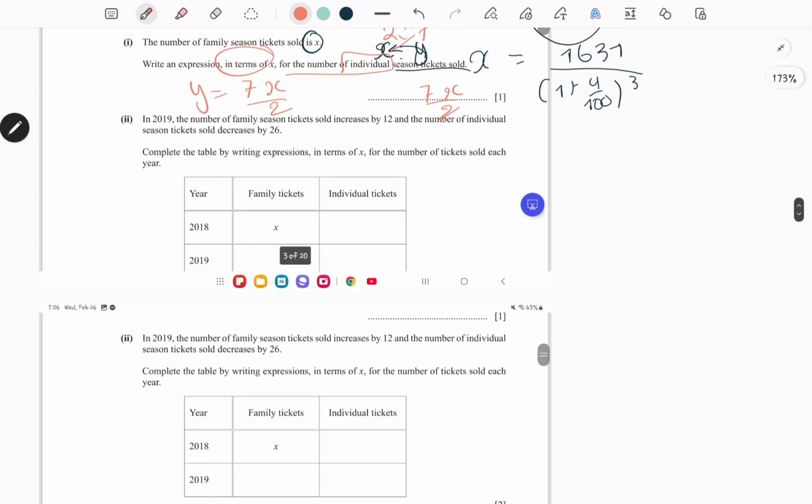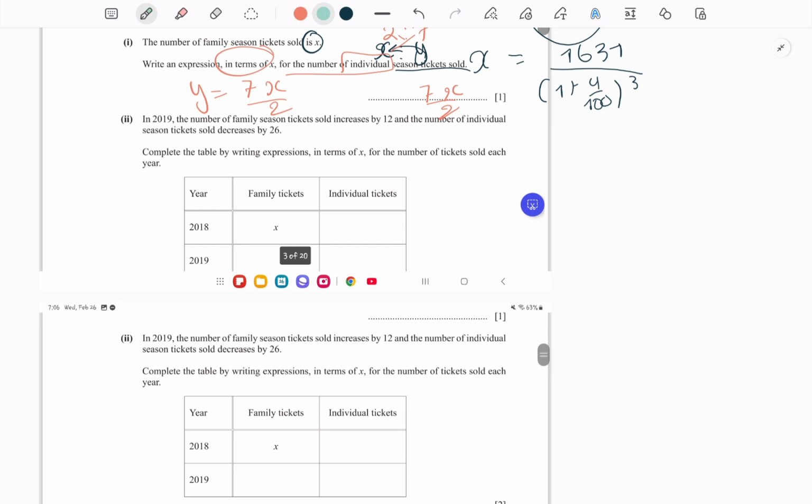Part 2. They said in 2019, the number of family season tickets sold increases by 12 and the number of individual season tickets sold decreases by 26. Complete the table by writing expressions in terms of x for the number of tickets sold each year.